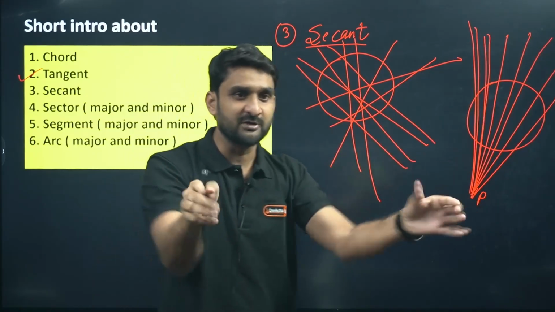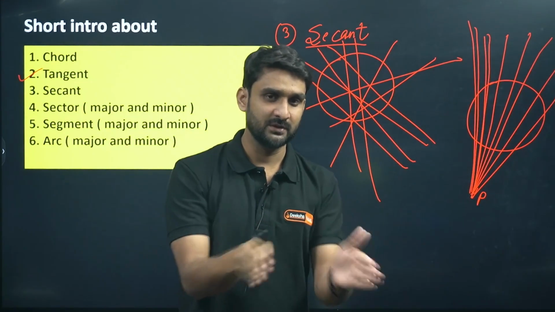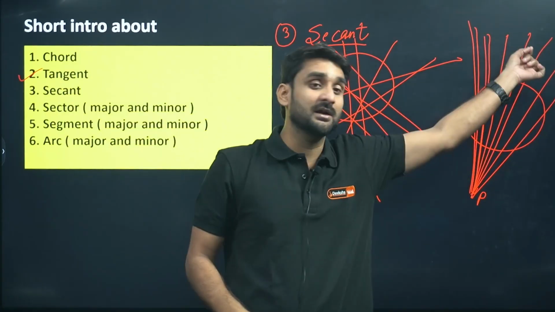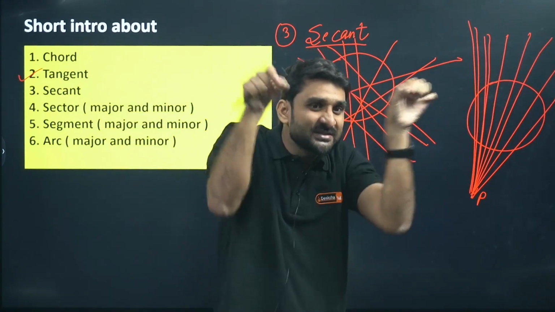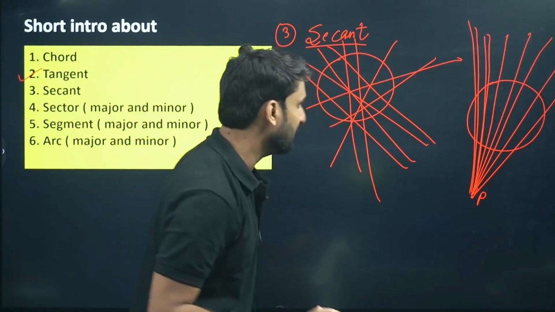So this is the difference between secant and tangent. Your concept should be clear. What is the difference between secant and tangent? Secant just intersects the circle, but a tangent touches the circle, touches the boundary of the circle. Getting my point? Hope you have understood.